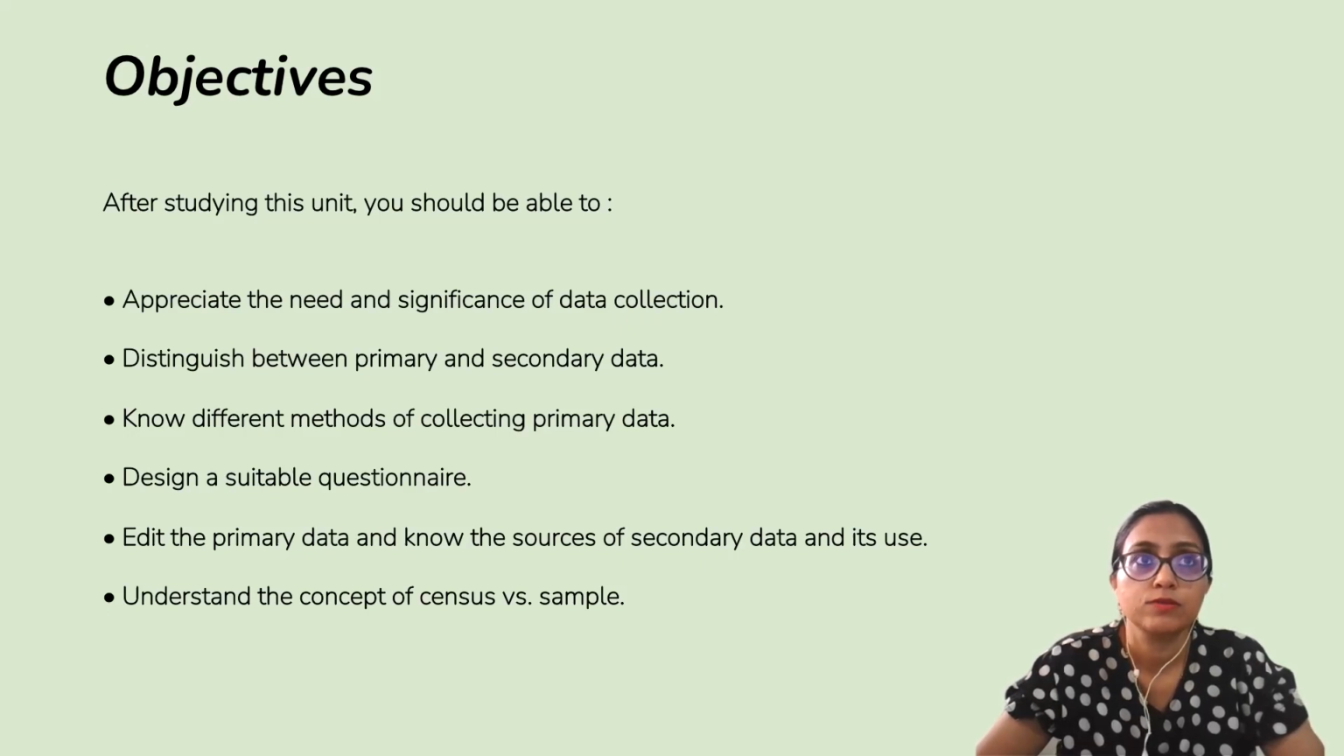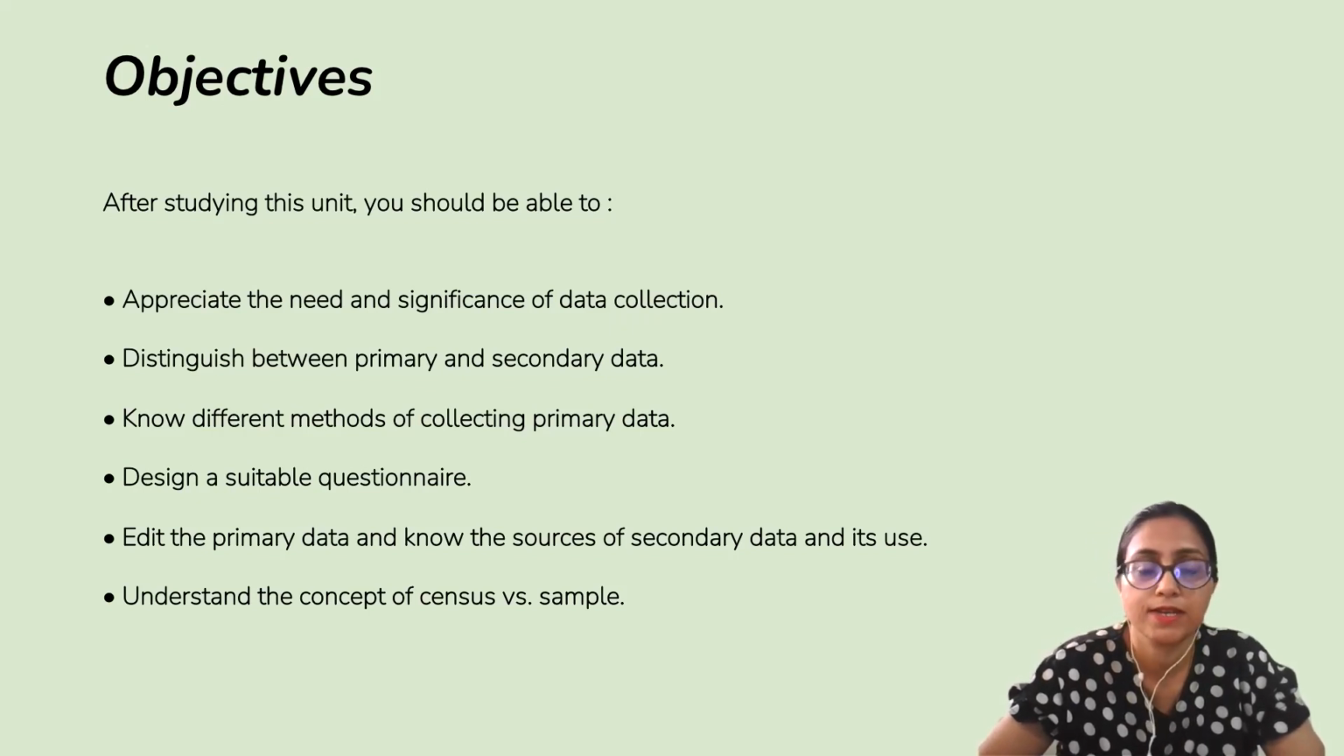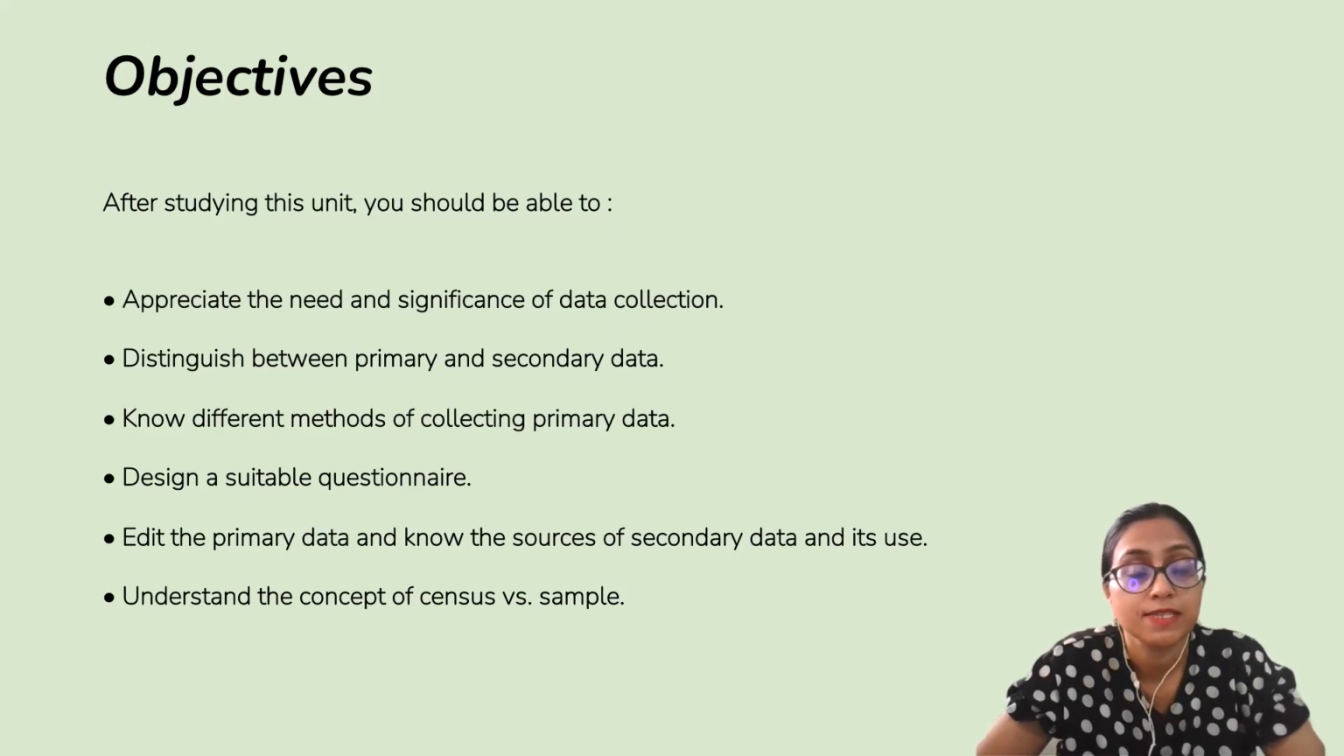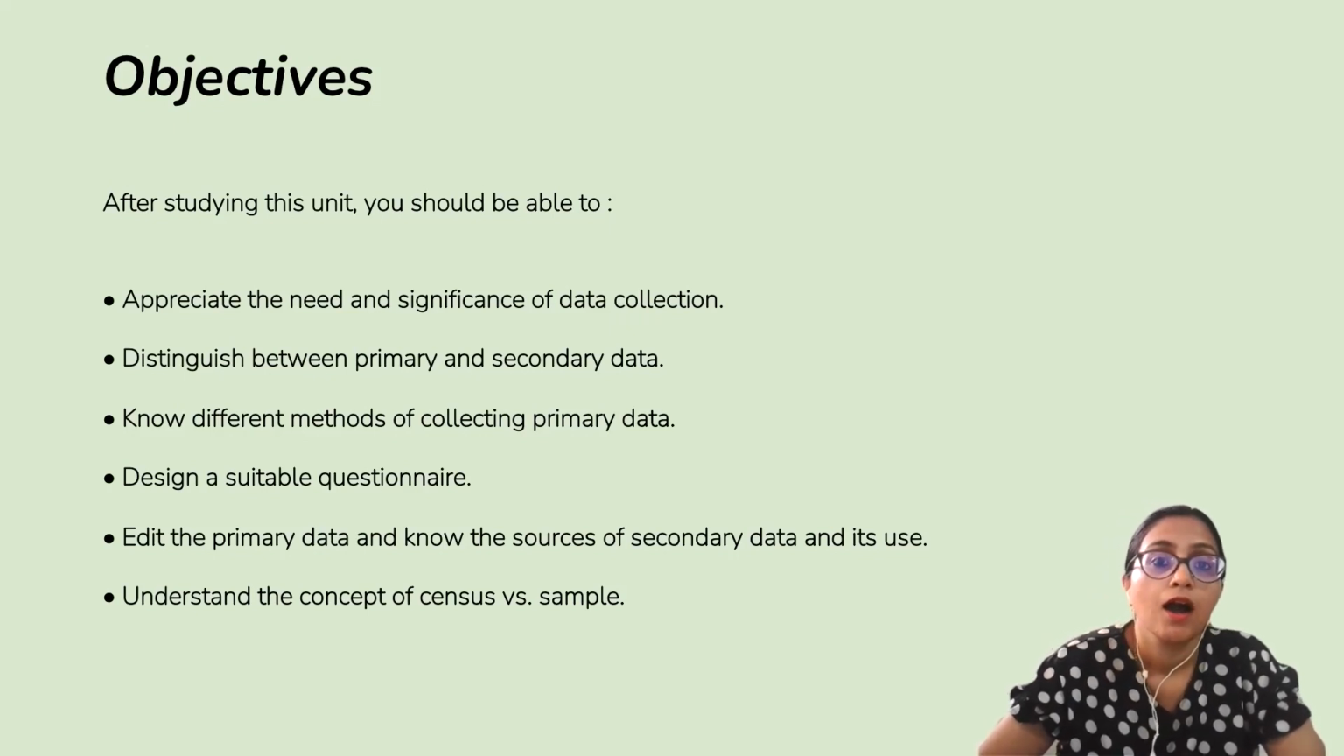You'll also know the different methods of collecting data, like the questionnaire method, the interview method, and the mailing method. Many methods are there, and we'll discuss each and every method in detail. Then we'll know how to design a suitable questionnaire for collecting the data. Once the data is collected, we'll know how to edit it, what the sources of secondary data are, and so on. Then we'll conclude with the concept of census and sample. These are some of the objectives of this unit.